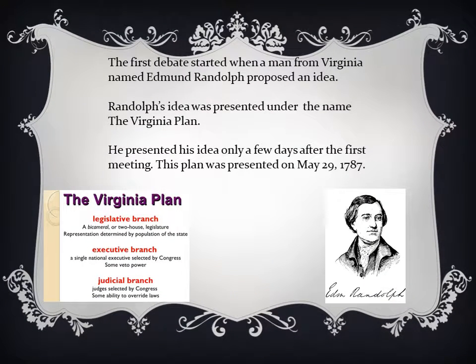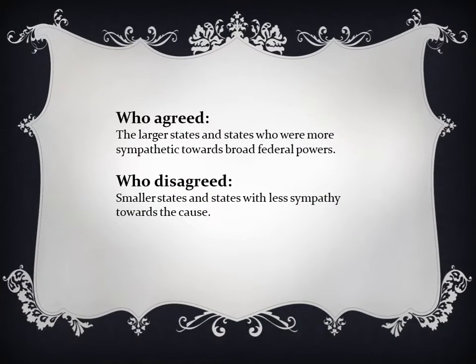The first debate or conflict started on May 29, 1787, when a man named Edmund Randolph proposed the Virginia Plan. This plan was meant to be attractive for his state, Virginia, thus meaning it would definitely not be attractive to everyone. The larger states and states who were sympathetic towards broad federal powers liked this plan. Of course, if those were the only people who agreed with it, then there were obviously the smaller states and less sympathetic states who disagreed.